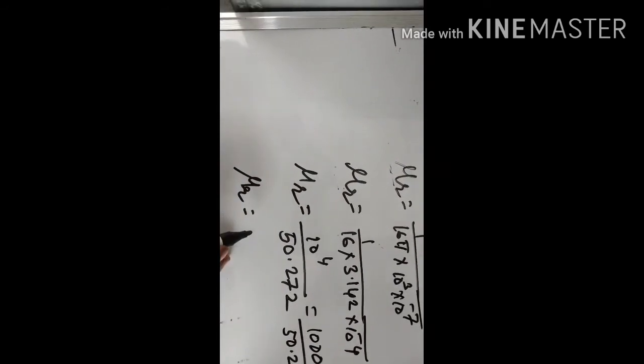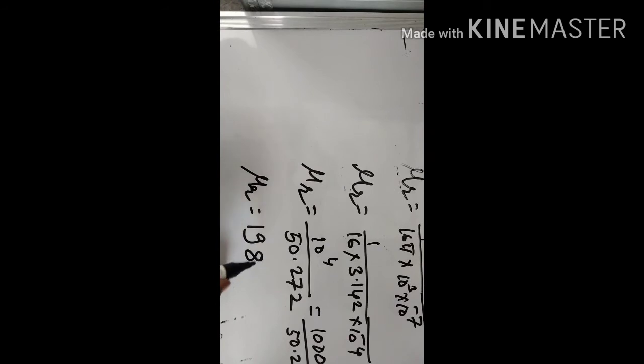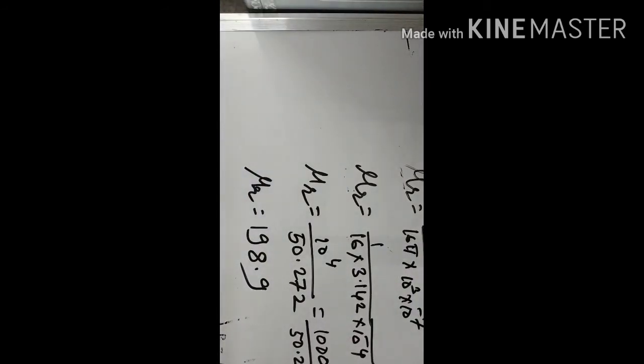If we solve this, what we get is 198.9. So 198.9, now this one is the answer. So this one is the relative permeability.